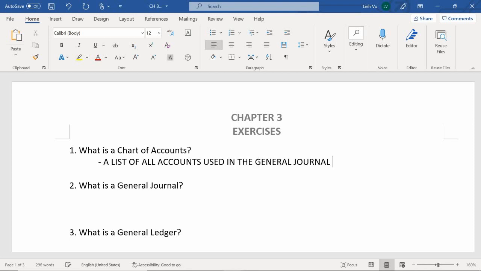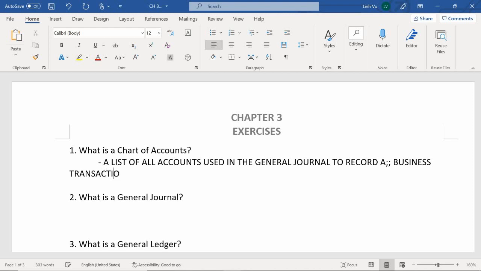Give me a second to type that in. A list of all the accounts used in the general journal to record all business transactions. Excellent. Good. That's correct.